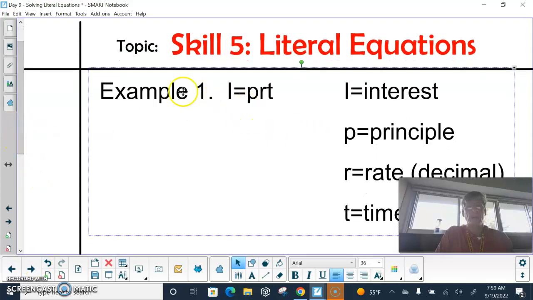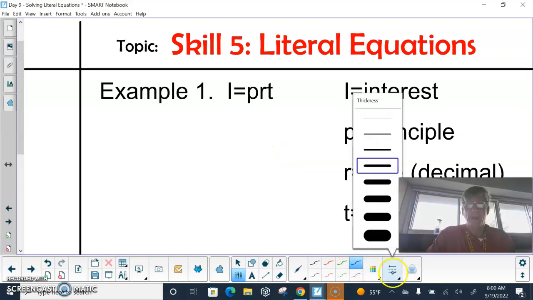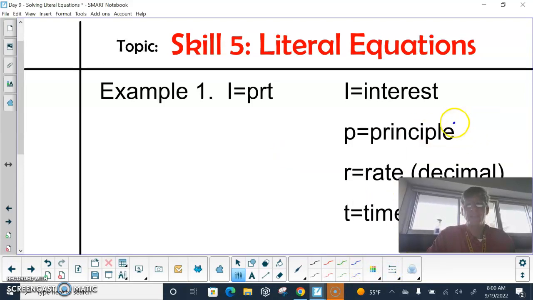Now here's one. You just see a bunch of letters. This is a simple interest problem. Interest equals principal, which is your beginning amount, rate is R, and T is time. If you don't understand what all those things are right now, that's okay. Basically, we want you to understand how to rearrange these, because principal is usually our initial amount.